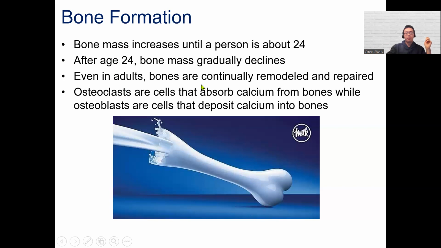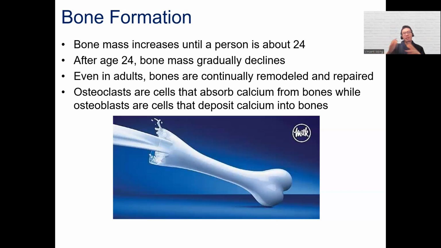Even in adults, bones are continually being remodeled and repaired. Bone is not a static structure, as we will see in the notes that we're going to write in a bit. It's constantly being remodeled in the sense that you break down some of the bones and then you redistribute the resource in other places. It's like a wall that keeps on being taken down and rebuilt. And you constantly do this in the body.